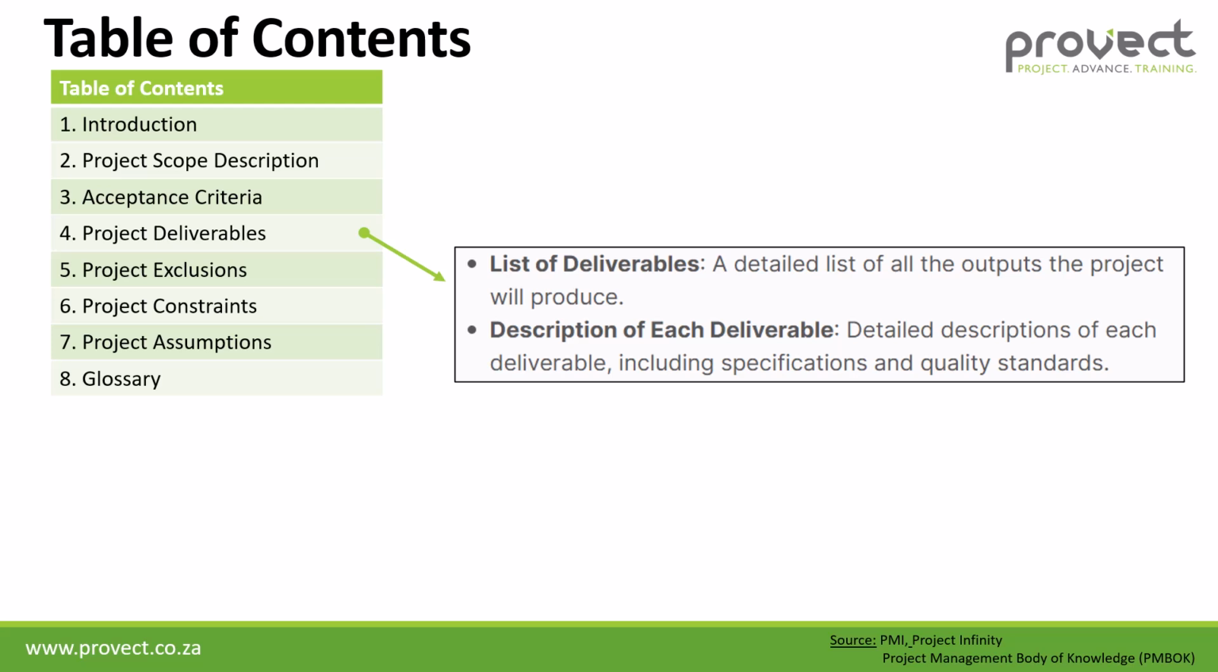Then the fourth section is our project deliverables. Here we provide a detailed list of all the outputs the project will produce. As an example, you can have your house foundation. Then we also include a description of each deliverable. That's your detailed description of each deliverable, including specifications and quality standards. And for the house foundation, you might include the foundation concrete strength.